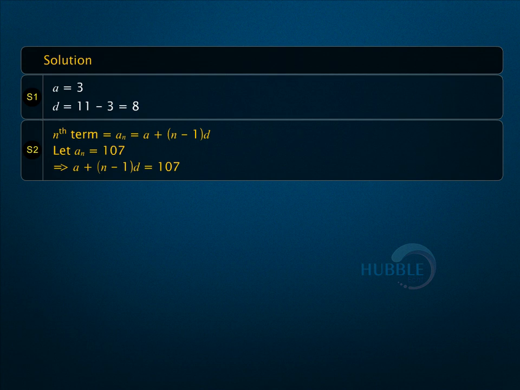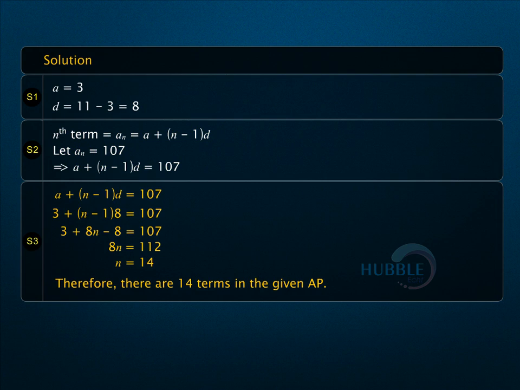So, determining the value of n will tell us the number of terms in the given AP. We substitute the values of a and d and simplify. Hence, we find the value of n. 107 is the 14th term in the given AP, and it is also the last term. Thus, the number of terms in the given AP is 14.